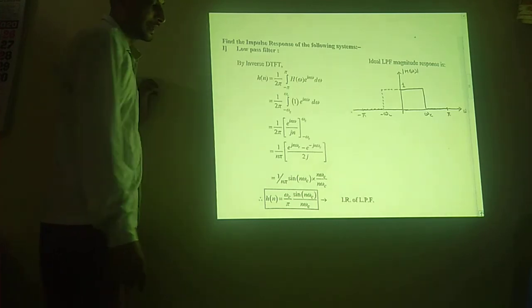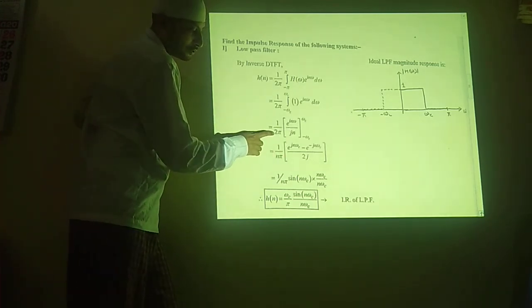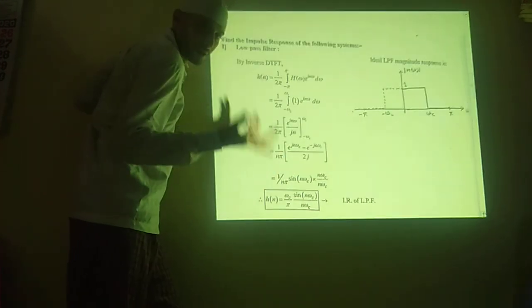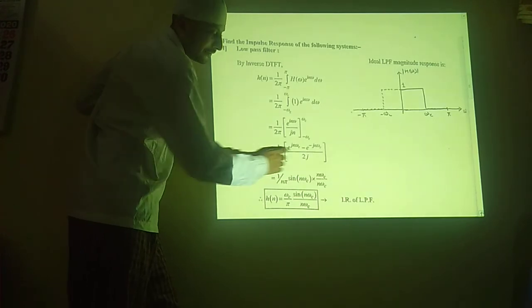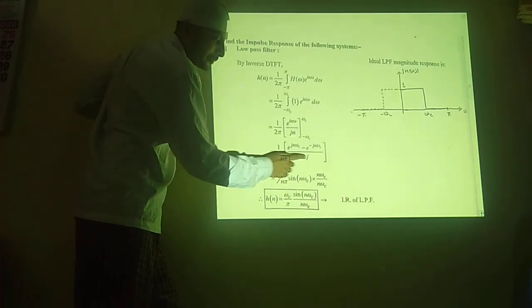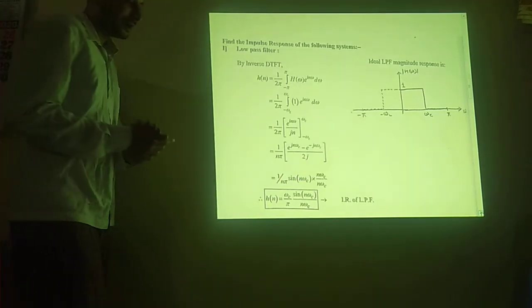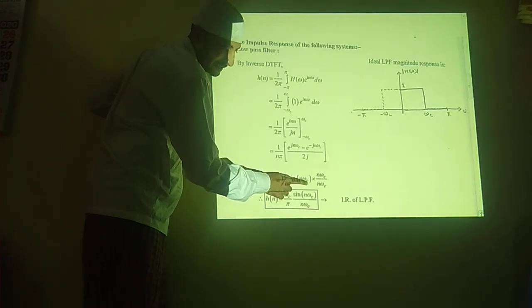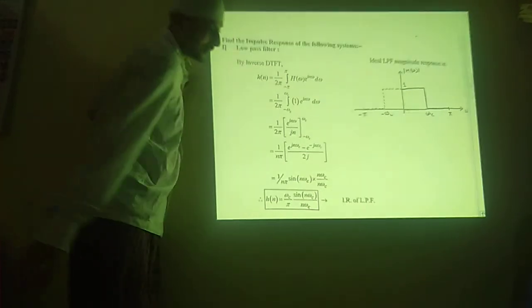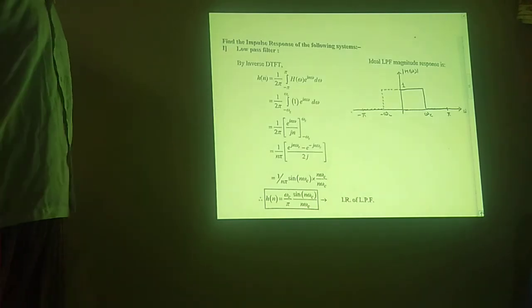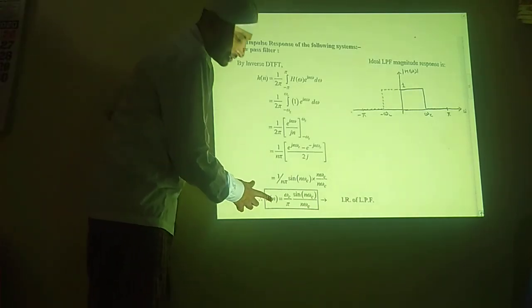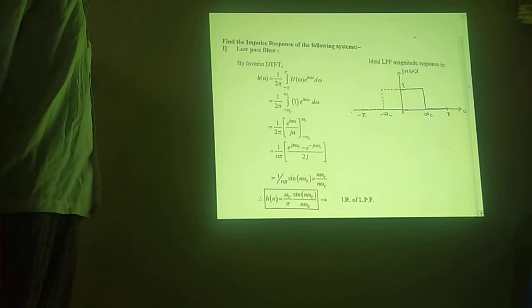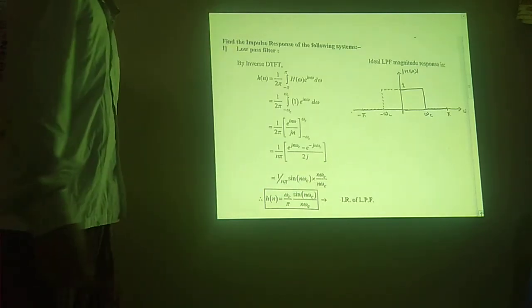The n we have taken outside, and we have substituted 2 inside, so we have got 2j. Now e raised to j theta minus e raised to minus j theta, divided by 2j, is nothing but the formula for sin theta. So I can get the value 1 upon n pi sin theta, where theta is n omega c. I can consider this value as h of n equal to omega c upon pi times sin theta upon theta, and theta is n omega c. So this is the impulse response of a low pass filter.